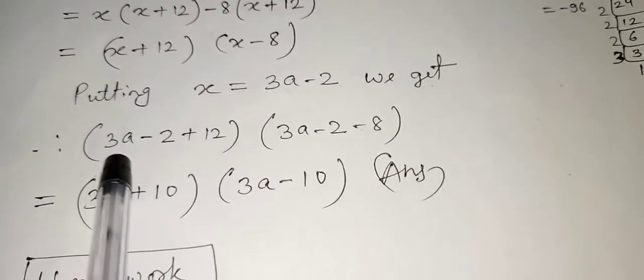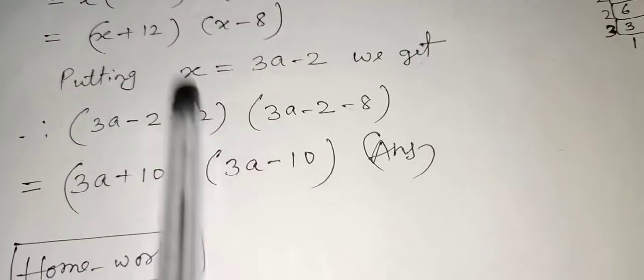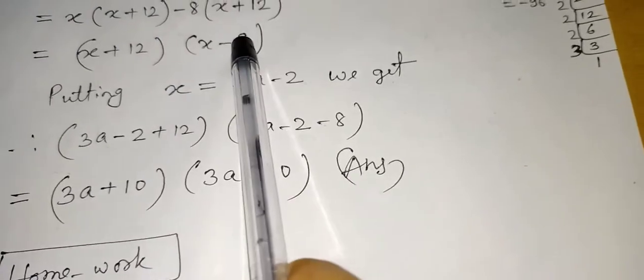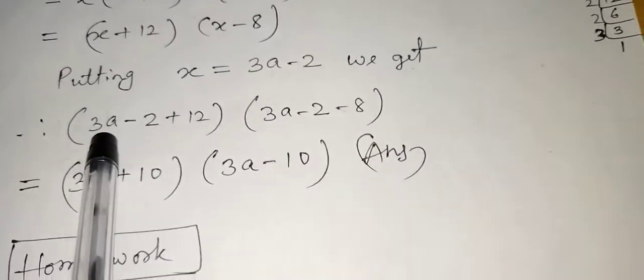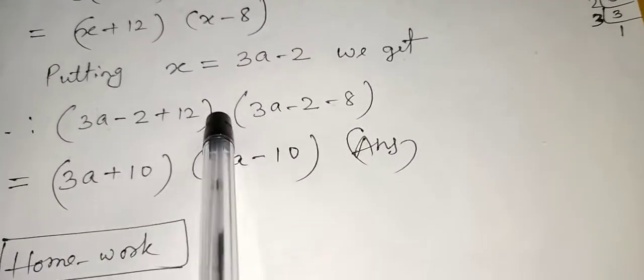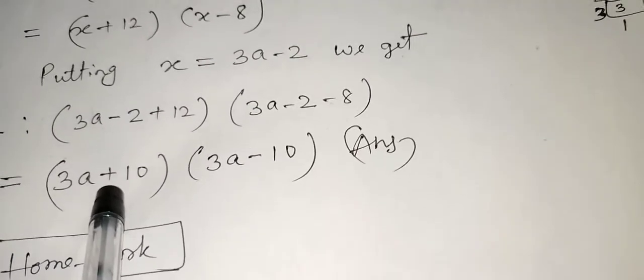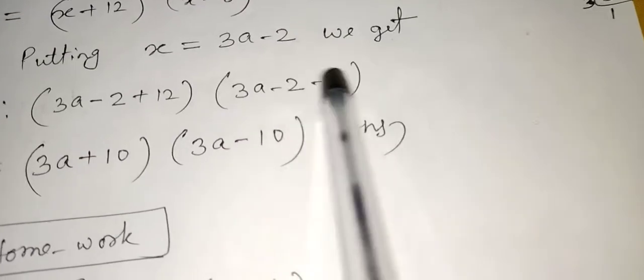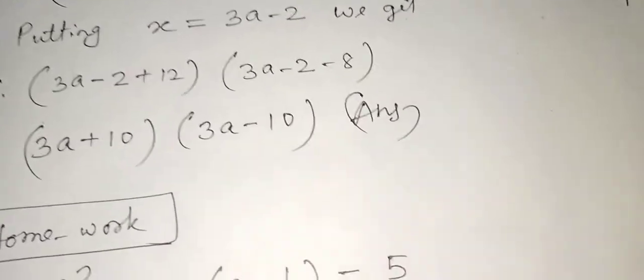in the place of x I wrote 3a minus 2, and plus 12 is remaining. And here x I again wrote 3a minus 2, and minus 8 is remaining. Now 3a and minus 2 plus 12: minus 2 plus 12 is plus 10. So 3a plus 10. 3a minus 2 minus 8: minus 2 minus 8 is minus 10. So 3a minus 10. This is our final answer.